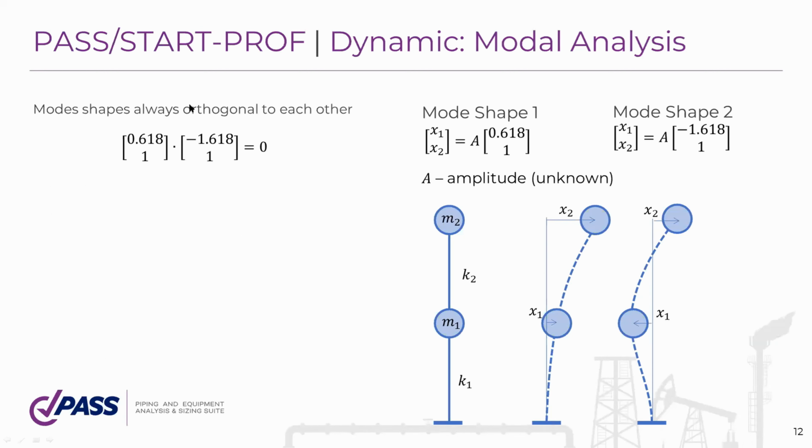Another property of mode shapes is orthogonality. If we multiply two vectors by each other, the result will be 0. So all mode shapes are orthogonal to each other.